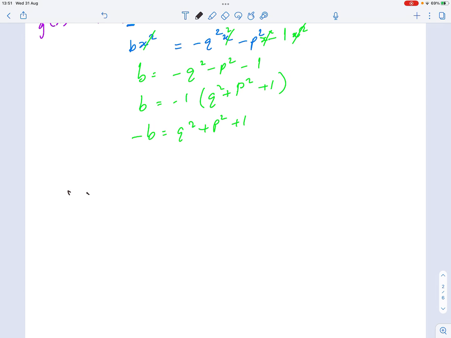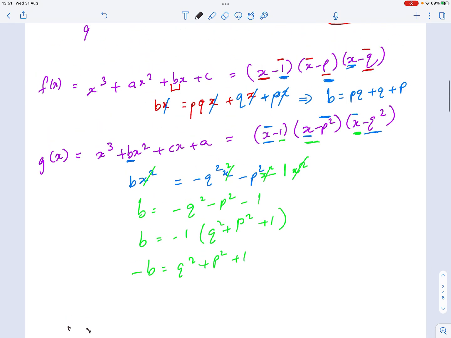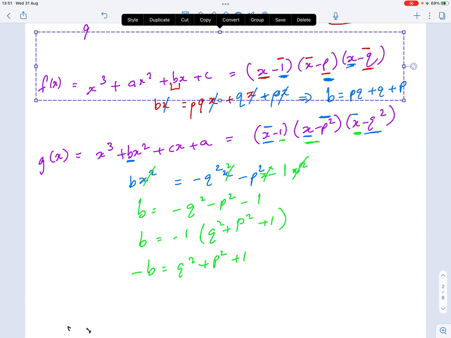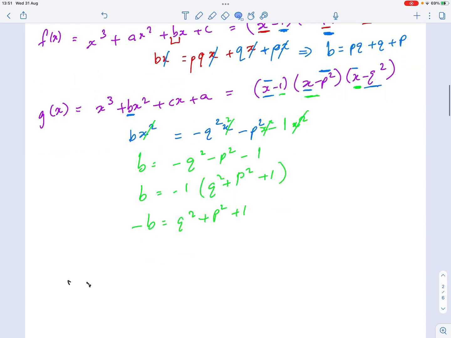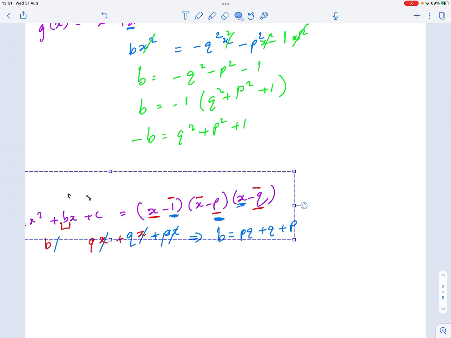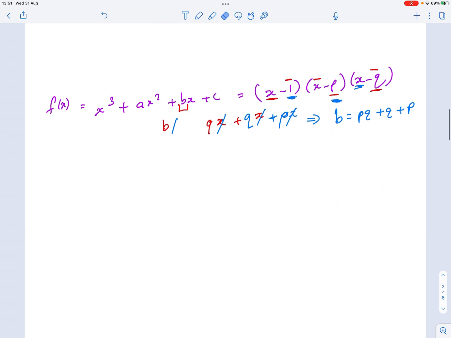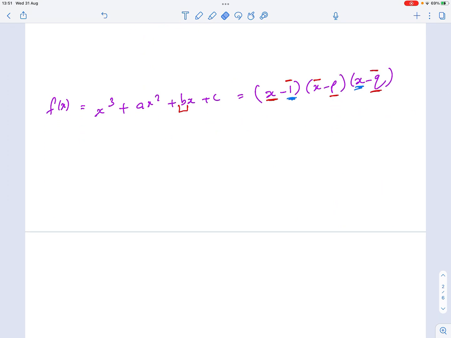Let me just copy paste something here. Just copy paste that. Copy, paste. Okay, let's erase that. So erase this. Let's do that. Okay, so let's put those back.